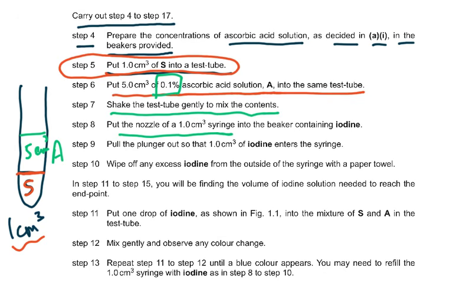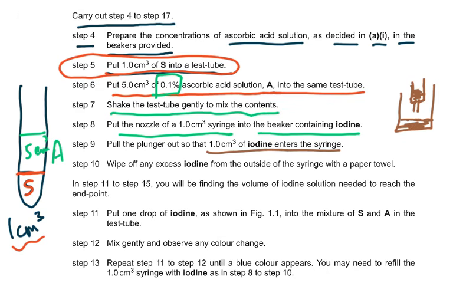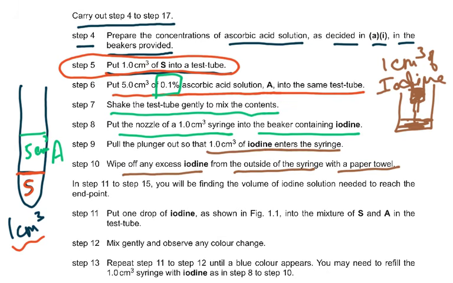Put the nozzle of the 1 centimeter syringe into the beaker containing iodine. So then you're going to take out the iodine. Now please remember, iodine is a brown color. So you take a syringe and pull the plunger in so that 1 cm cube of the iodine solution enters the syringe. Wipe off any excess iodine from the outside of the syringe with a paper towel.